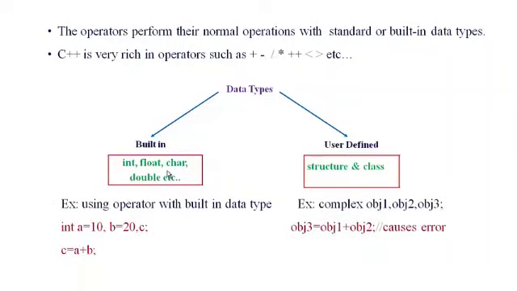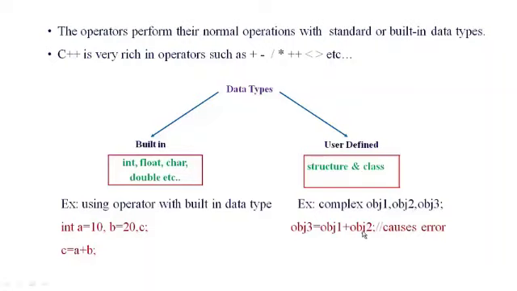This is an example of using an operator with built-in data types. Here, A, B, C are the operands of type int, and I have applied the plus operation on variables A and B. So, the plus operator can work on operands of type int.